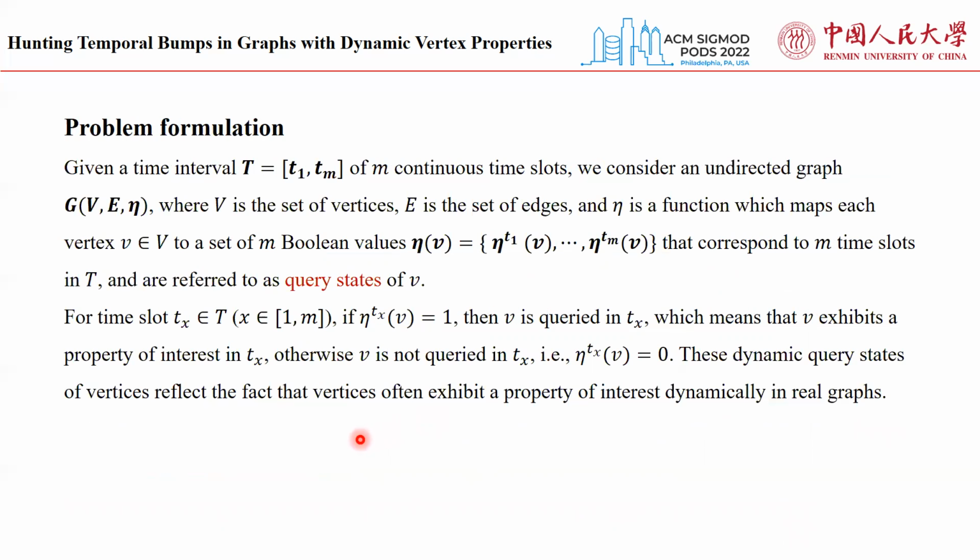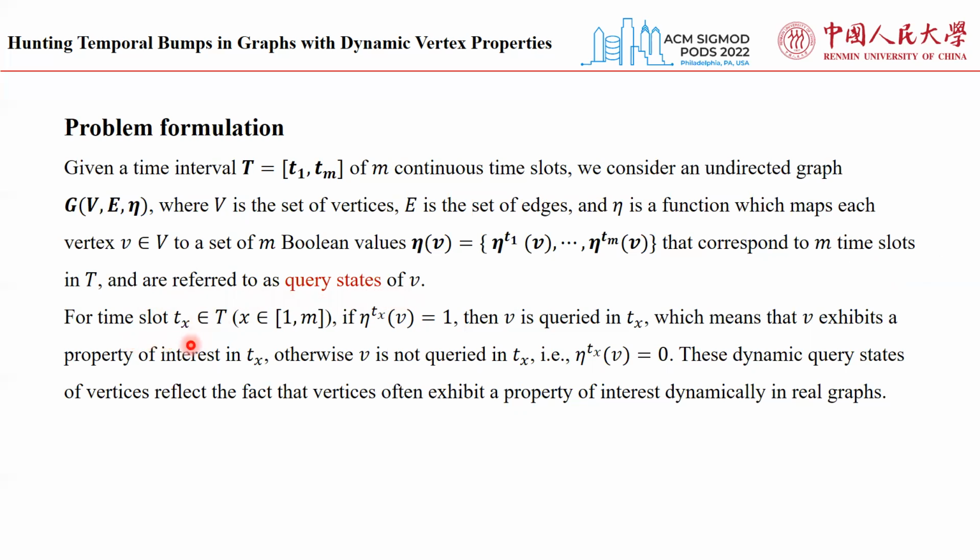First, let us formulate the temporal bump hunting problem. Given a time interval T of m continuous time slots, we consider an undirected graph G, where V is a set of vertices, E is a set of edges, and eta is a function which maps each vertex v to a set of m Boolean values eta(v) that correspond to m time slots in T and are referred to as query states of v.